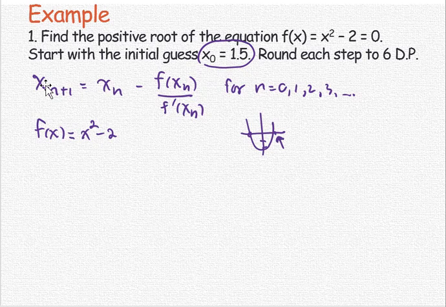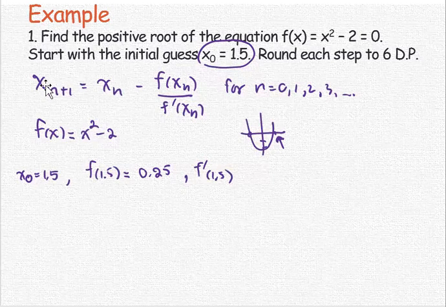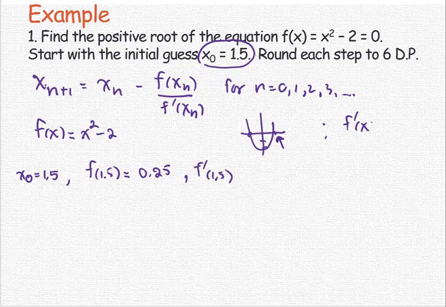As x0 equals 1.5, we need the function value at x0 and the derivative at x0. For x0 equals 1.5, the function value at 1.5 is 0.25, and for the derivative we start with f prime. The f prime is 2x, therefore f prime at 1.5 equals 3.